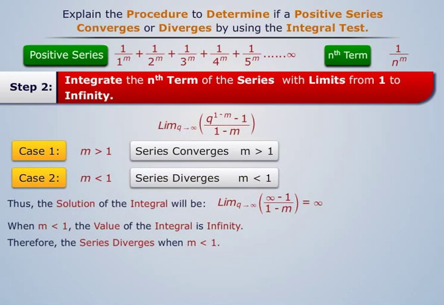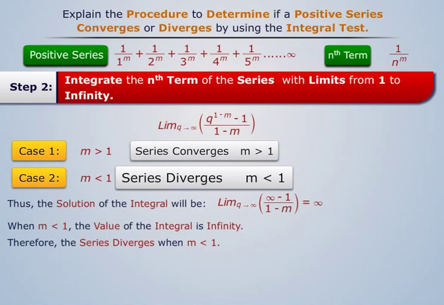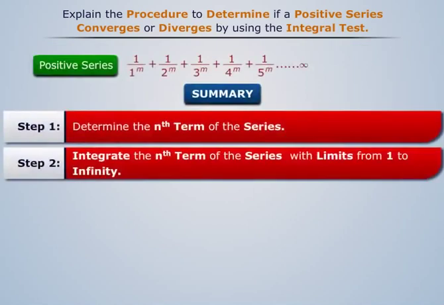Thus, we can conclude that the series converges when the value of m is greater than 1. And the series diverges when the value of m is less than 1. Let's now summarize all the steps for finding the solution.